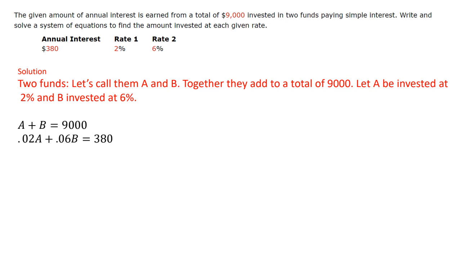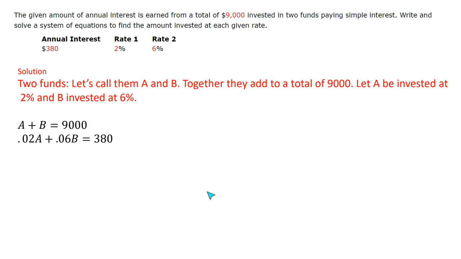And so if I go on to the next part, I can write that as Fund 1 plus Fund 2 is going to give us $9,000. The other thing we know about these funds is that one of them pays 2%. So we can write that as a decimal. And so it's going to be 0.02 of the first fund, which we're calling A. And then the second fund is 0.06. So we're calling that B. But altogether, the interest that it accumulated is 380. So I can write that here.